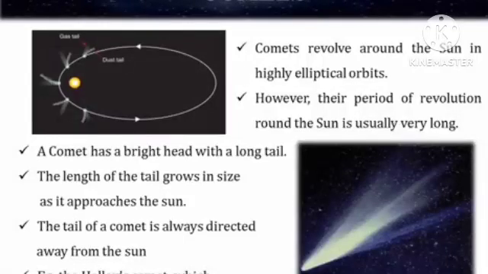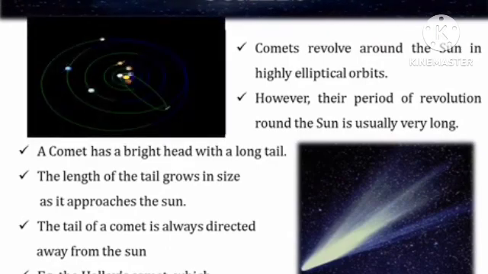The comets are also members of our solar system, and they revolve around the sun in highly elliptical orbits. However, the period of revolution around the sun is usually very long. That is, it takes a number of years for them to complete one revolution around the sun.